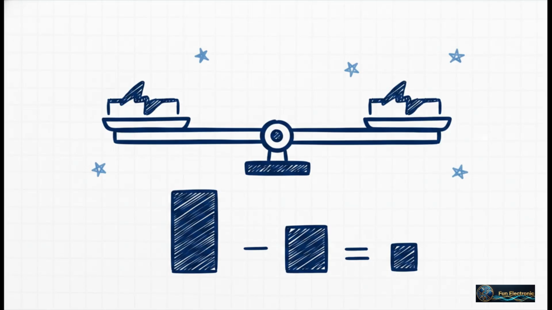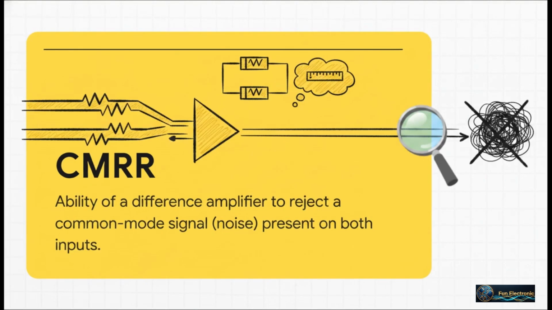But here's where it gets really beautiful. If we carefully balance the resistor ratios on both inputs, that weighted difference becomes perfectly equal. The math distills down to an incredibly simple equation. Vout equals V2 minus V1. Just perfectly clean subtraction. So why does this matter so much?